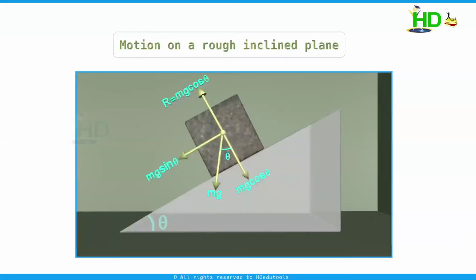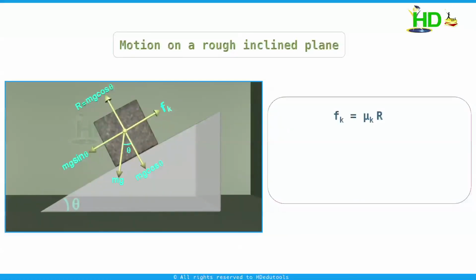If there is no friction, we can simply say the body can slide with the force mg sin theta and the acceleration is g sin theta. If the surface is rough, the frictional force is acting. When the body is moving down, the frictional force is acting opposite to this component, opposite to the motion, and here the kinetic frictional force Fk is given by mu k into R, and this is equal to mu k into mg cos theta, since the normal reaction is mg cos theta.